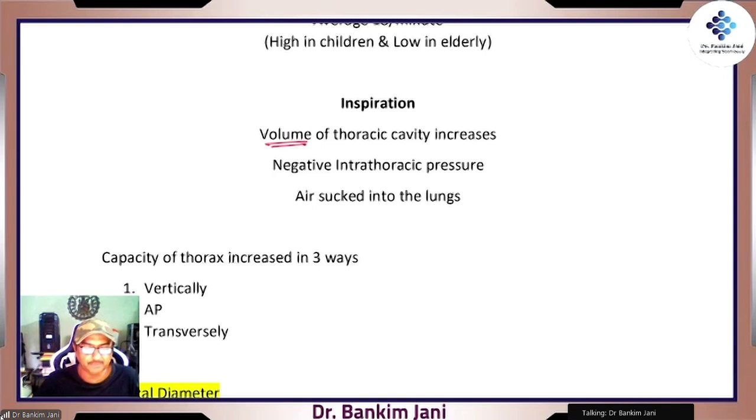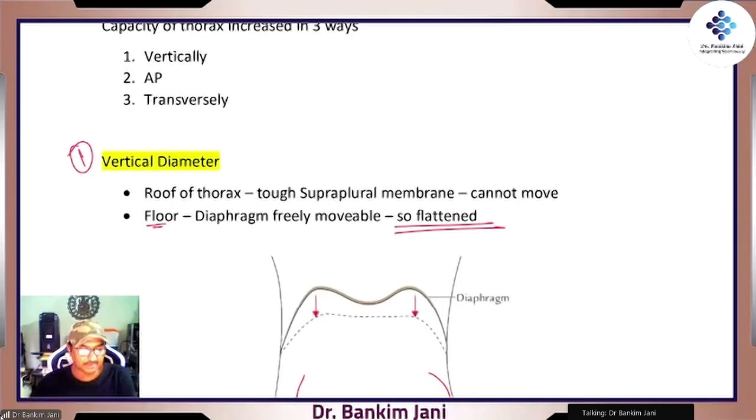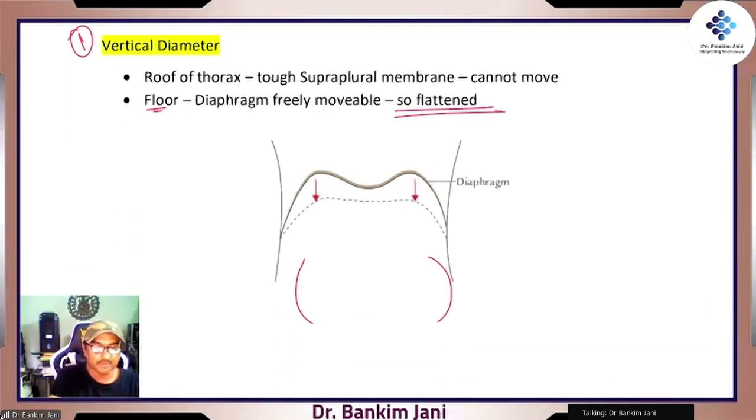So inspiration: volume of thoracic cavity increases, negative intrathoracic pressure, air sucked into the lungs. This is the basic thing for inspiration. When the chest expands, there is negative thoracic pressure, so air automatically comes in. The capacity of the thorax increases in three ways: vertically, anteroposteriorly, and transversely. Vertical diameter, that is above, is obvious. The roof of the thorax is tough, it cannot move.